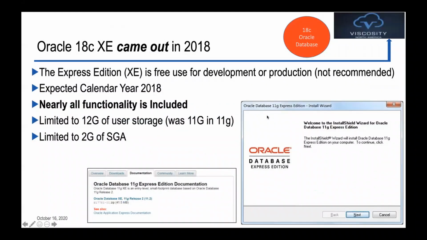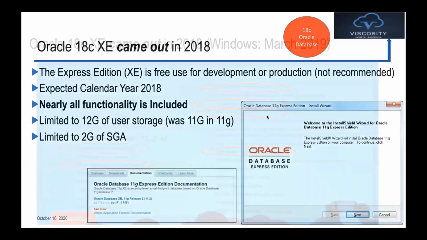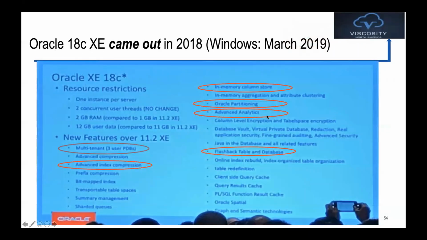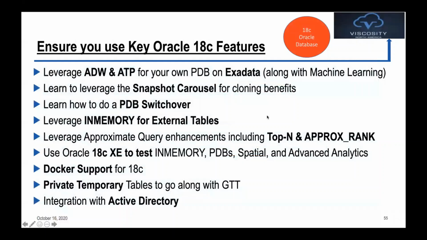You want to try some of these new things out? Try it out in 18c XE, which came out as a free version of the database. I loaded this up. It was extremely fast. You could try multitenant, you could try advanced index compression, you could try advanced analytics, flashback table, all kinds of things, spatial. So are you using the 18c features? Before I get to 19, am I using 12? Am I using 18? Am I leveraging what's out there?